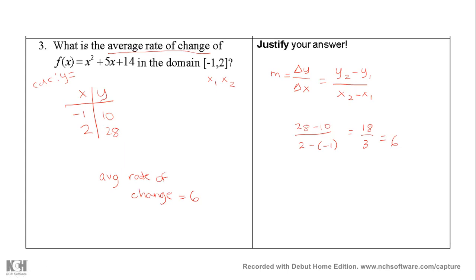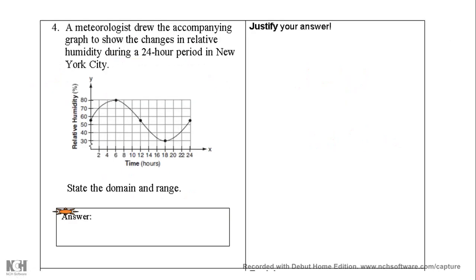Okay, on to number 4. All right, so a meteorologist drew the accompanying graph to show the changes in relative humidity during a 24-hour period in New York City. All right, and we're asked to find the domain and the range. Now we know by definition the domain are the x values or the inputs. On the graph, that can be found along the x-axis. So the minimum x is 0 here, and the maximum x value is 24. So that becomes our domain.